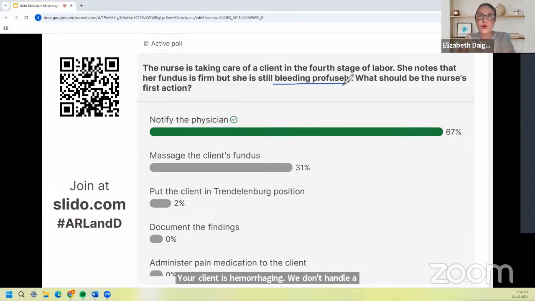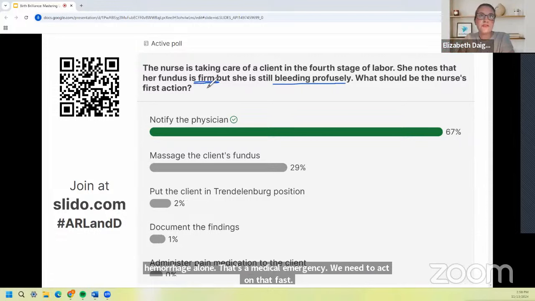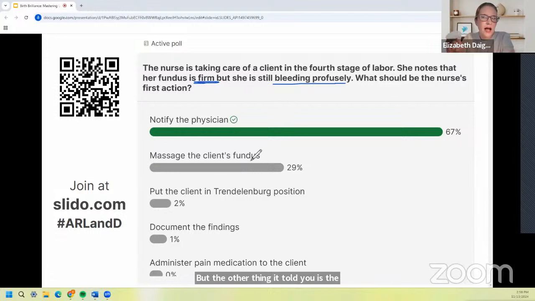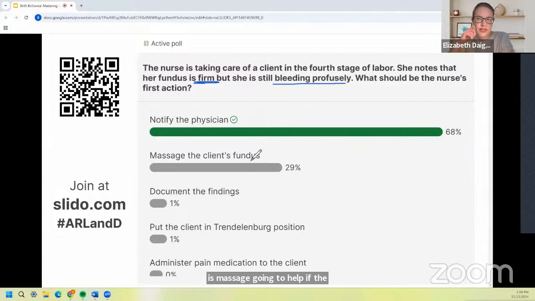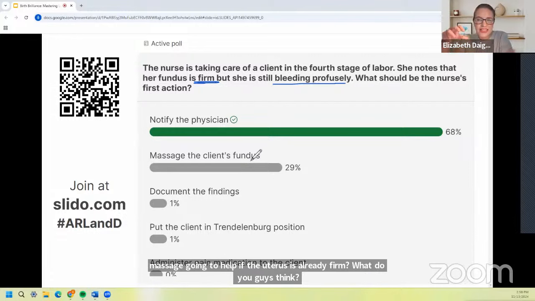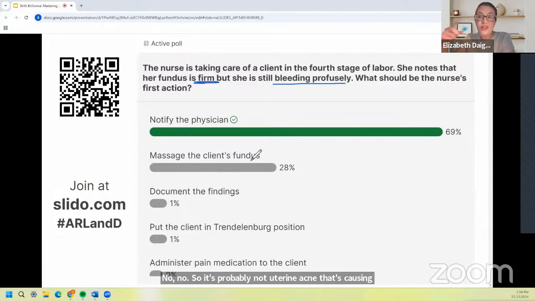But the other thing it told you is the uterus is firm. Is massage going to help if the uterus is already firm? What do you guys think? No, no. So it's probably not uterine atony that's causing this bleeding. It's more likely it's actually a uterine laceration. There's a cut somewhere. There's something else that's going on that's causing that bleed. And hey, we're not surgeons. We cannot fix a laceration on our own. We've got to call the surgeon. They've got to go to the OR emergently.